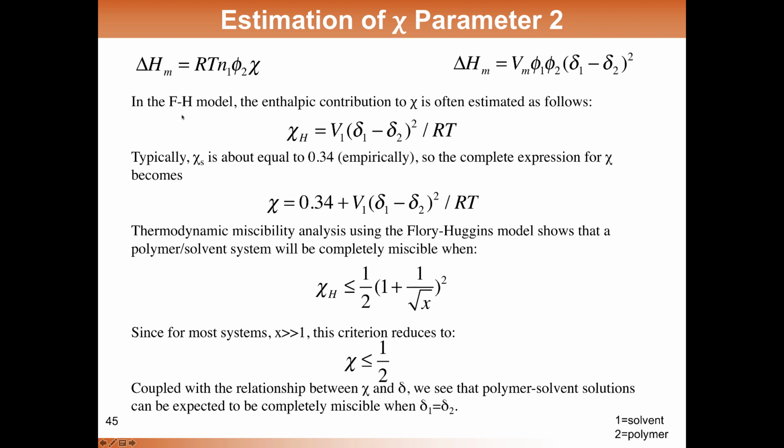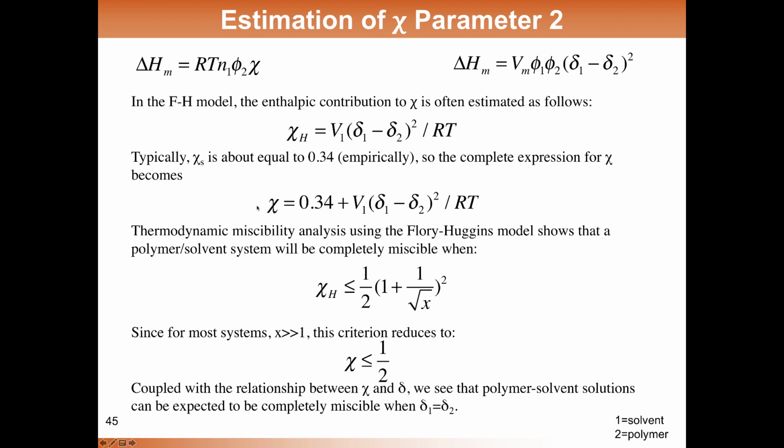So in the Flory-Huggins model, Flory set the enthalpic contribution of chi based on Hildebrand's theory to the expression that's shown here, where V1 is the solvent volume fraction, and delta 1 and delta 2 are the solubility parameters for the solvent and polymer. The entropic contribution to chi is often empirically set to a number of about 0.34, and so the expression in the middle of the slide is the expression often used for chi in many textbooks.